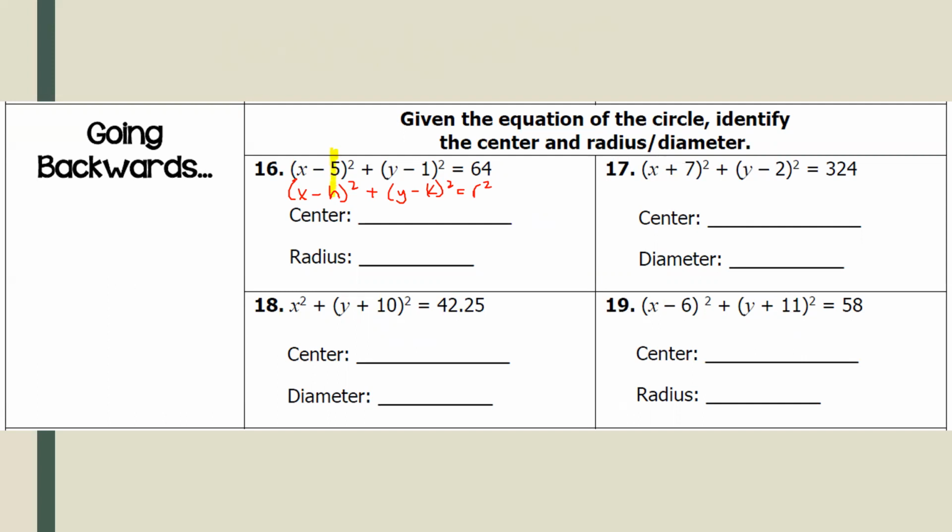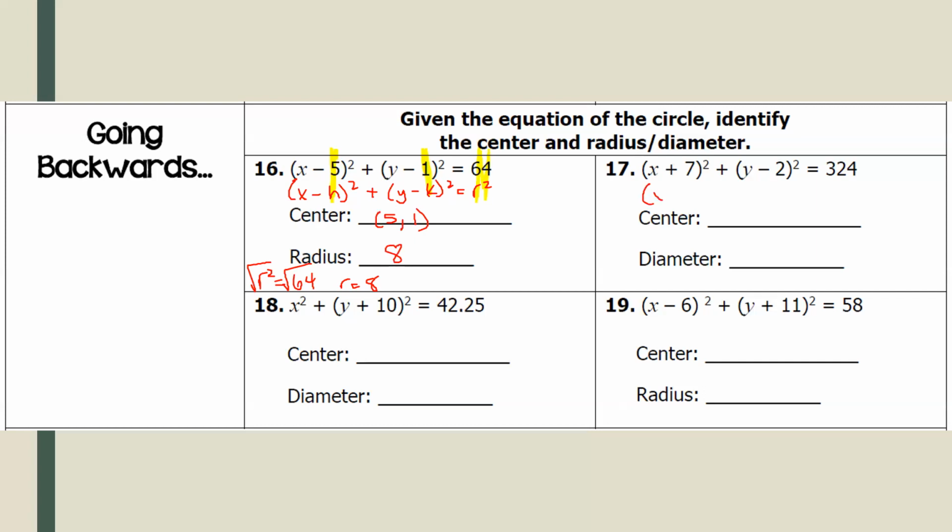Right here, the h's match. So h is 5, k is 1, r squared is 64. So if r squared equals 64, let's do that here. R squared equals 64, then take the square root of both sides to find the radius, 8. So here our center is (5, 1), and the radius is 8.